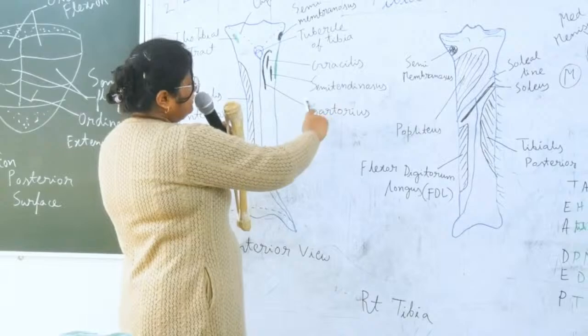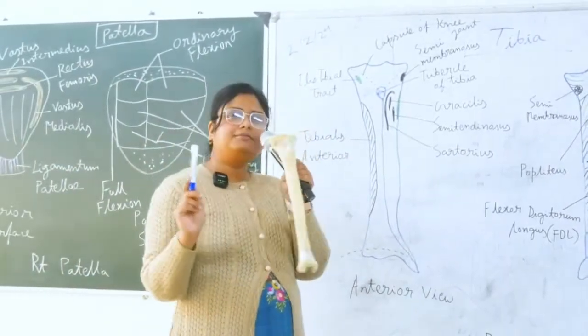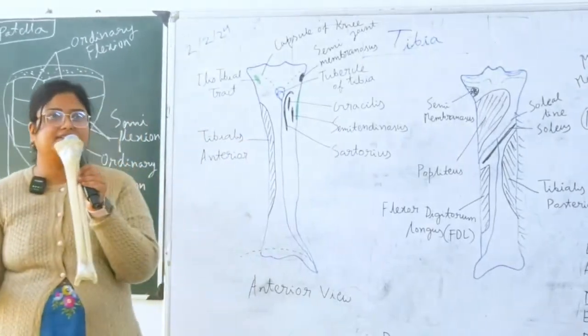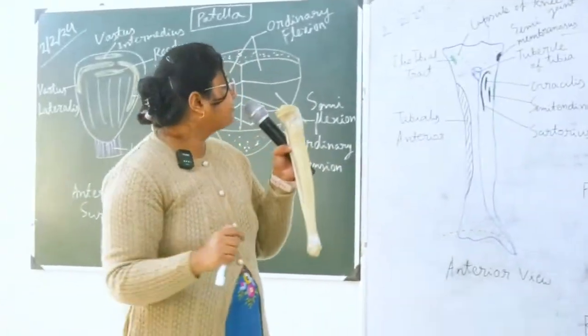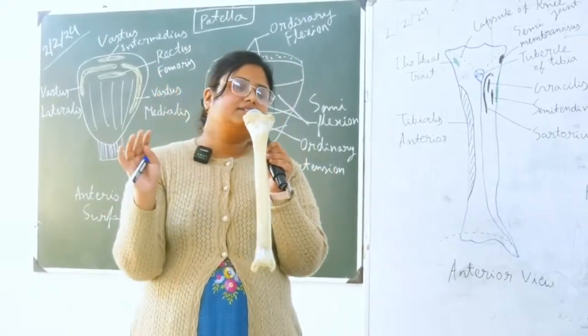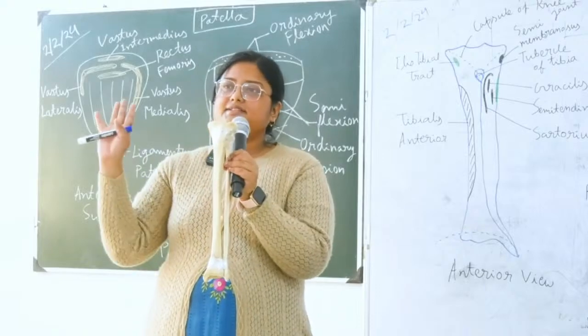As for action, when they are acting from above, sartorius causes flexion of both knee and hip. Semitendinosus causes extension of the hip but flexion of the knee, and gracilis causes adduction and flexion of the hip. So these are the functions of these three muscles, and together they are called the gyropes. So the medial surface is done.